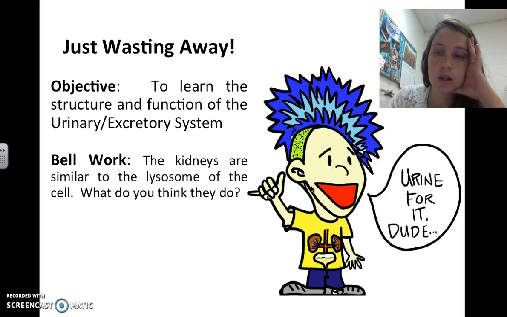The kidneys are similar to the lysosome, if you remember the lysosome in the cell. So look back in your notes, pause this, and try to figure out what the lysosome does for the cells so that you can try to figure out what the kidneys do for the body.